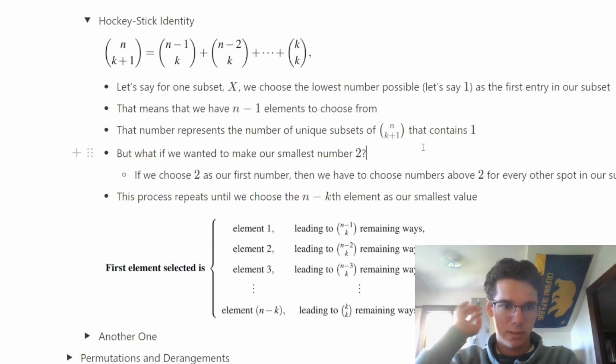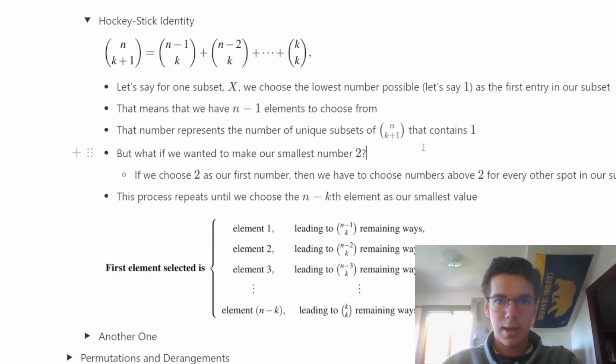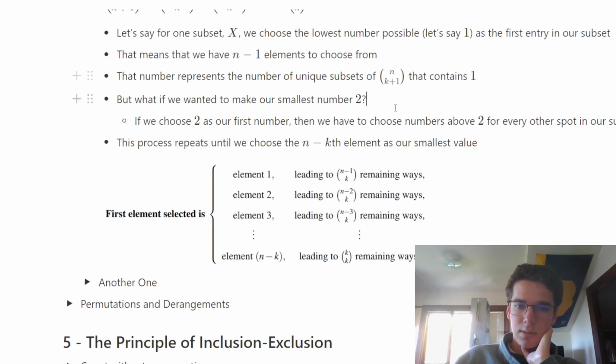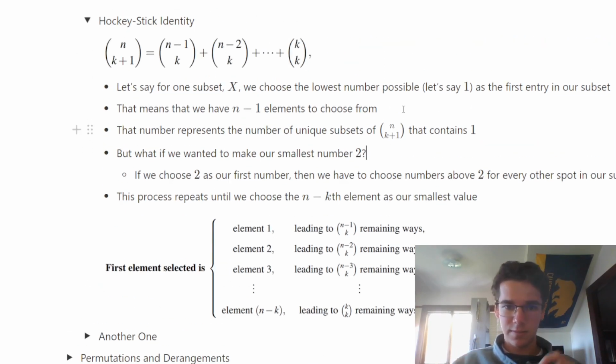We say that if we choose the second smallest number, let's say 2, as our smallest number in our subset, which is of size k, then because we've already made all of the possible subsets with 1, now we're confined to a subset that has 2 as the first element, and then n minus 2 other numbers for the rest of that subset of size k.